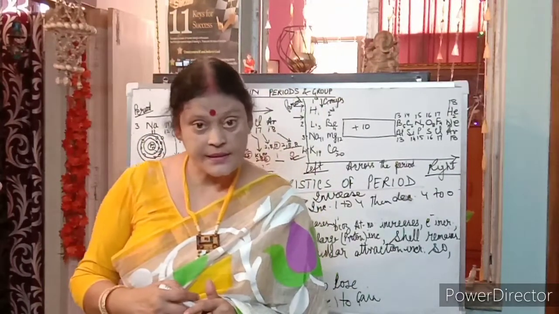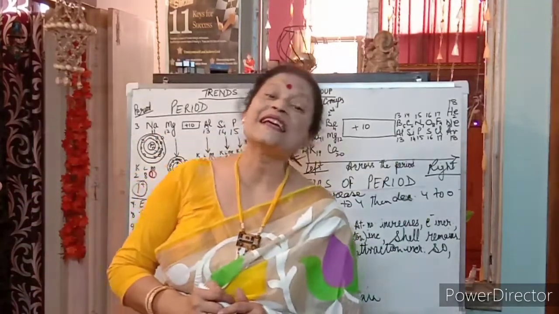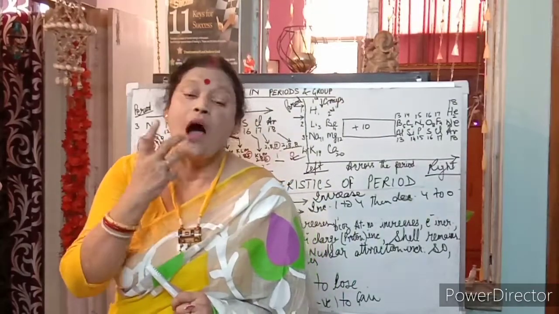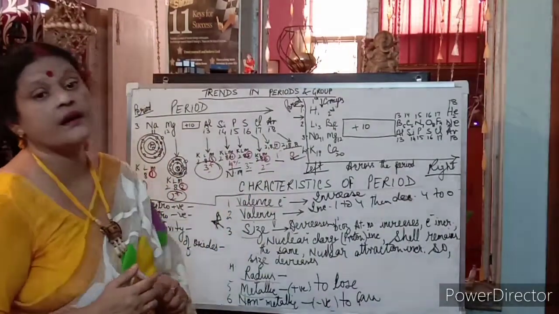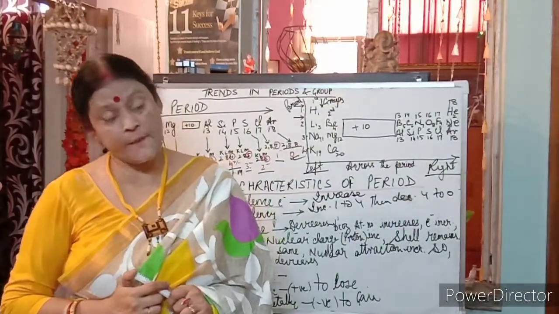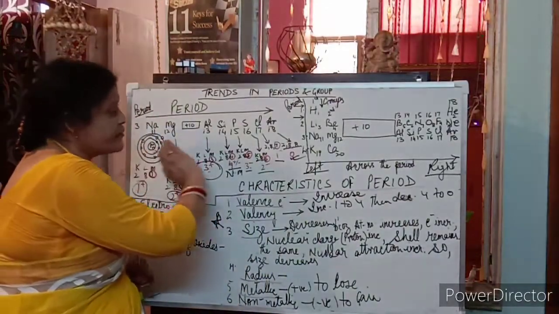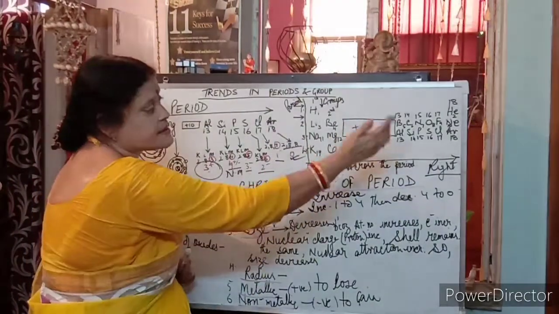Now, does size increase or decrease, student? Increases? No, it is decreasing. Why is the size decreasing when we are moving along the period? Okay. Now what happens? Listen very carefully. We know that when we move from left to right, atomic number increases. See, atomic numbers are increasing.